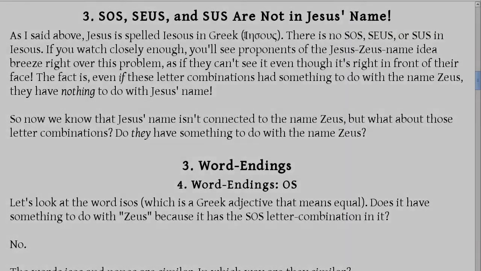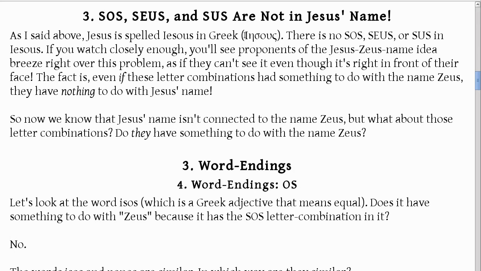Okay, the claim is that Jesus means something Zeus. And Zeus is a Greek god. So it makes sense if we go back to the Greek and figure out how Jesus was spelled and sounded in Greek. Right? Okay, so as I said above, Jesus is spelled Iesus in Greek. This is the Greek characters without any accent marks or breathing marks, just the letters themselves. There is no SOS, SEUS, or SUS in Iesus. You can compare SOS to this. These are English characters. There is no SOS, SEUS, or SUS in this name at all.